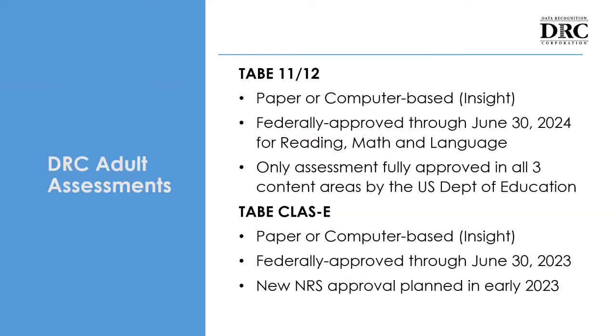Where we're at today, we have TABE 11 and 12, and we have TABE Class E. Those are the two assessments that are federally approved from DRC. TABE 11 and 12 is obviously for the adult ed students, TABE Class E for the adult ESL students. Both are available in paper or computer format. As we're going through the presentation today, we're talking more about TABE Class E tomorrow, so I'll probably save most of those references for tomorrow's webinar. But a lot of the online features are the same within 11 and 12 and TABE Class E.